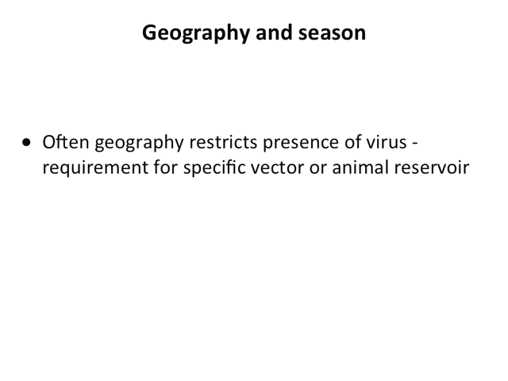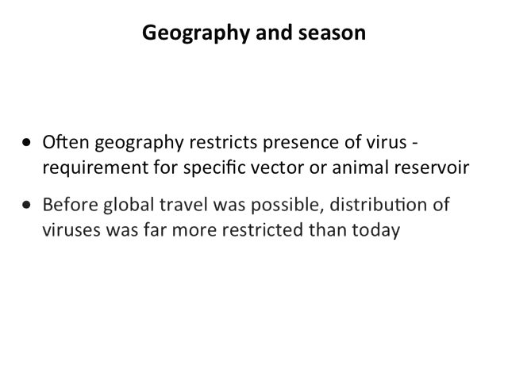Interestingly, geography and season also have a large role in regulating patterns of infection. And this is often because the vector or the animal reservoir is geographically restricted in some way. And global travel has really made a big impact on this. Before we had extensive global travel, the distribution of viruses was far more restricted than it is today. With airplane travel being incredibly accessible, the spread of viruses has increased enormously. We'll talk about that in emerging virus infections.